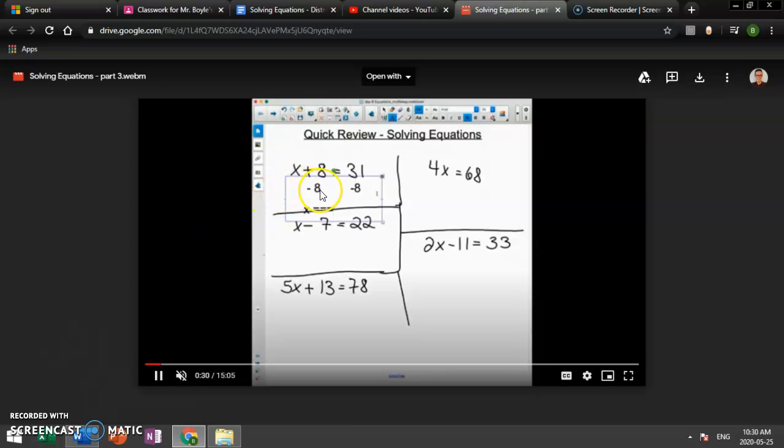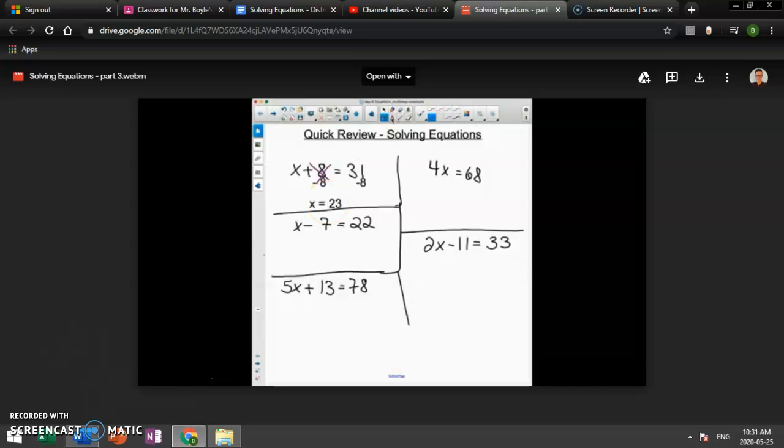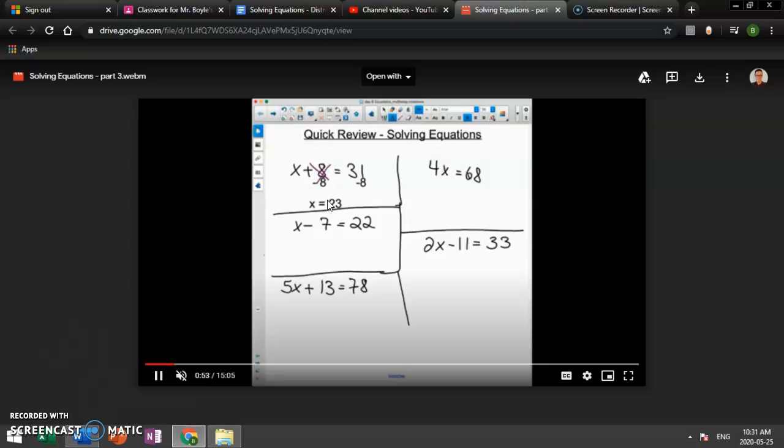So for this example, like I'm doing up here, if we're adding 8 to x, to get it by itself we have to subtract 8. If we do that to one side, we have to do it to both. The plus 8 and minus 8 cancel out. 31 subtract 8 is 23. x equals 23. That's how you use the balance method to solve algebra equations, right? And that's what we practiced.